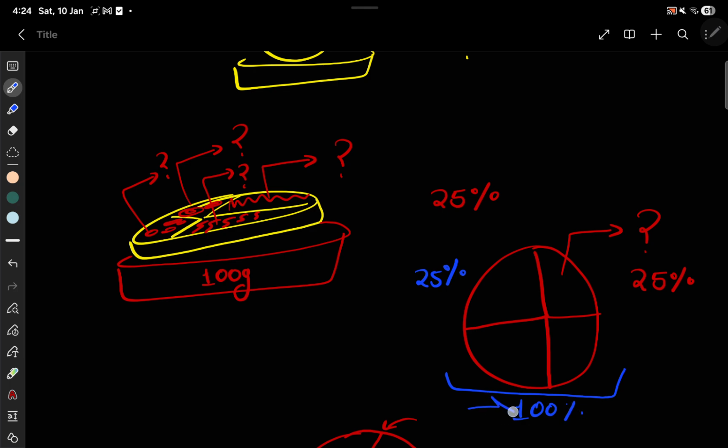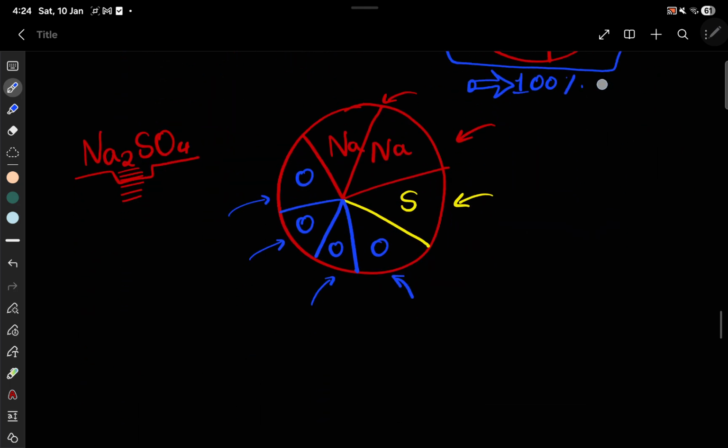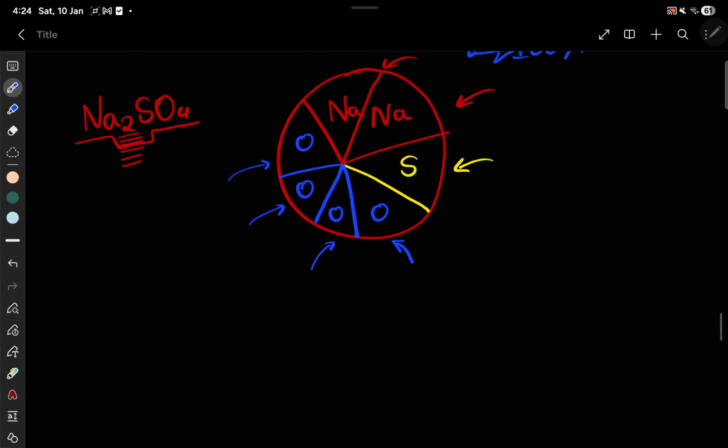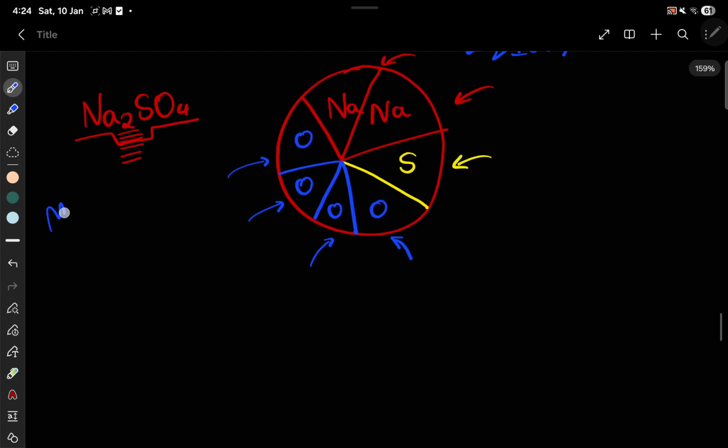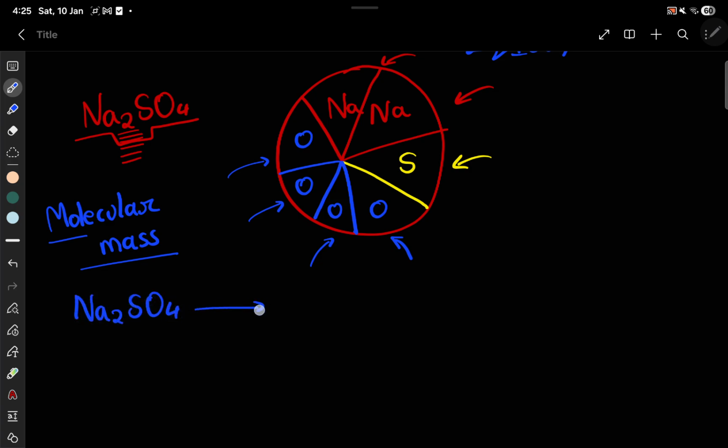So let's first find out the overall composition of our compound over here. To find the overall composition, we need to find the molar mass. Now, for calculating the molar mass, as I told you earlier, we need to estimate the molecular mass first. So for the estimation of the molecular mass of sodium sulfate, we need to understand that in a single molecule of sodium sulfate, we are having 2 sodium atoms, so I'm just writing Na plus Na. We are having one single sulfur atom, and we are having 4 different oxygen atoms over here.